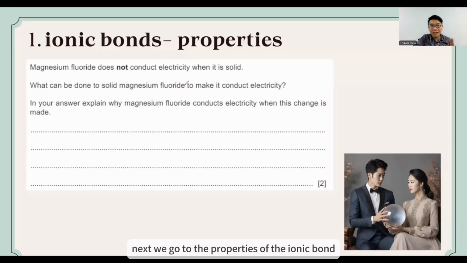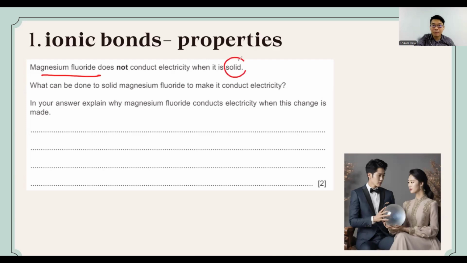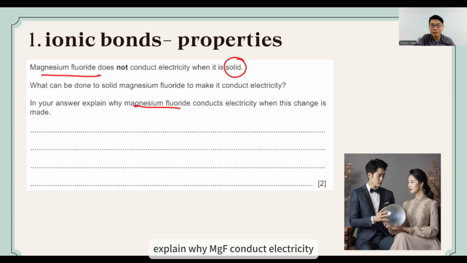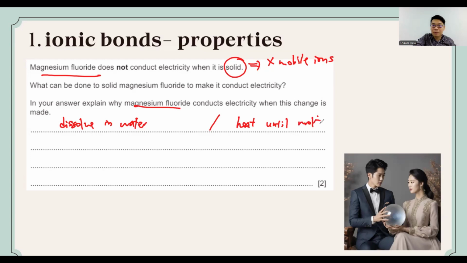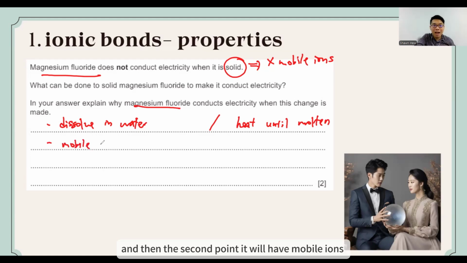Next, we go to the properties of the ionic bond. They say magnesium fluoride does not conduct electricity when it's solid. What can be done to solid magnesium fluoride to make it conduct electricity? In your answer, explain why magnesium fluoride conducts electricity when this change is made. We know that in solid state, they don't have mobile ions or electrons, so that's why it cannot conduct electricity. So it's either dissolved in water or heated until molten. This question just requires you to write one method, so you just choose either one. And then the second point, it will have mobile ions.